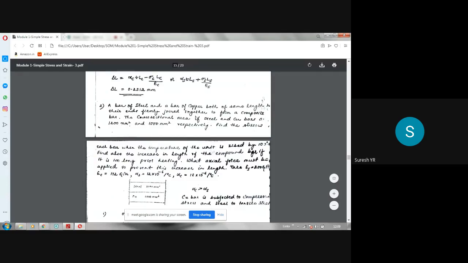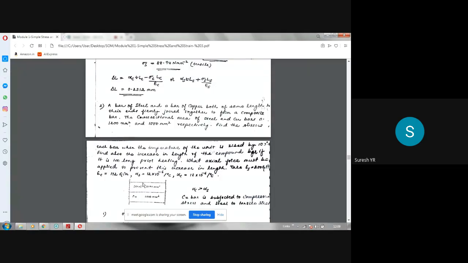The cross-sectional areas of the steel and copper bars are 1200 mm² and 1000 mm² respectively. So the steel bar cross-sectional area is 1200 mm², and the copper bar cross-sectional area is 1000 mm². Find the stresses in each bar when the temperature of the unit is raised by 100 degrees centigrade. So the entire compound bar's temperature is increased by 100 degrees centigrade. That means T is equal to 100 degrees centigrade. Find also the increase in length of the compound bar if it is 1 meter long prior to heating.